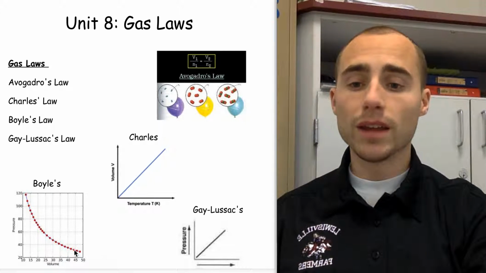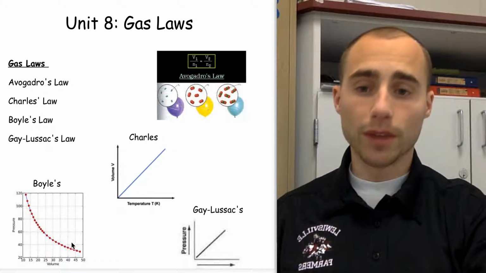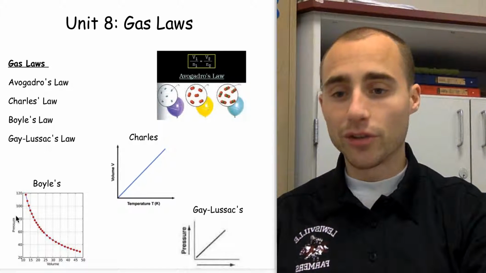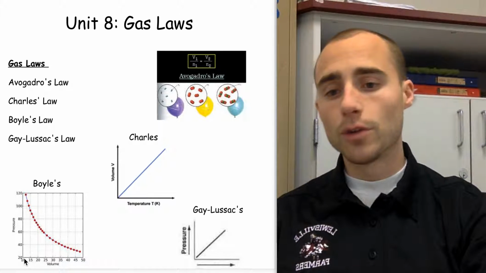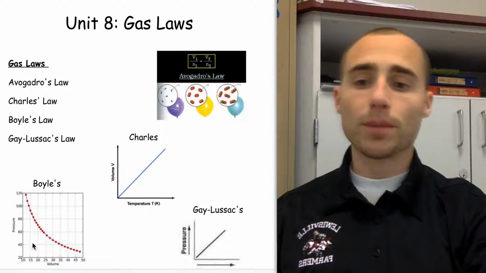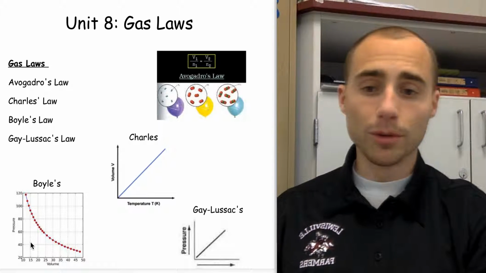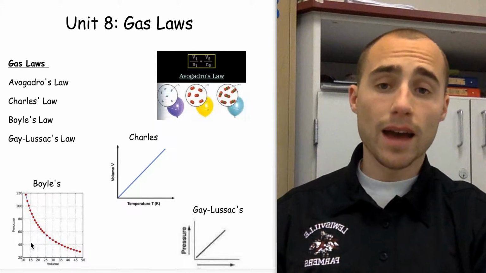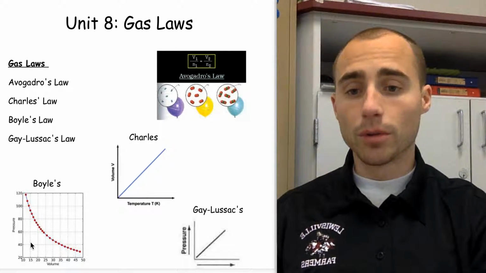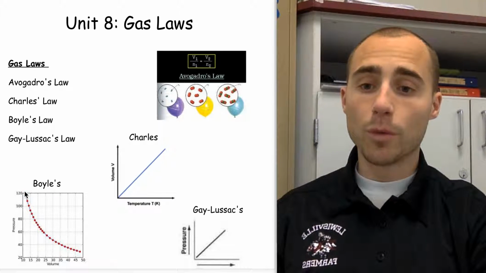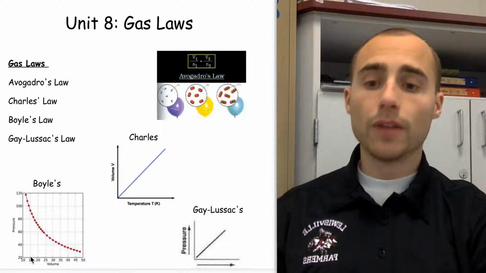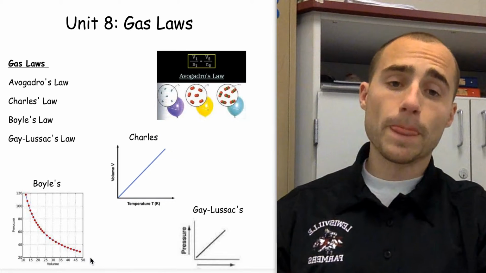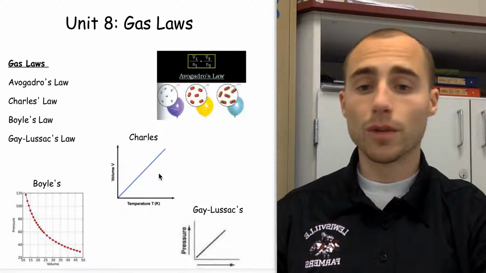It is the only indirect or inverse relationship, which means as pressure increases, the volume will decrease. So if the pressure doubled, then the volume would be cut in half. If the pressure was cut in half, then the volume would double. Like if the pressure went from 1 to 0.5, then the volume would go from 1 to 2. It would double. That's like the question we had in our review.